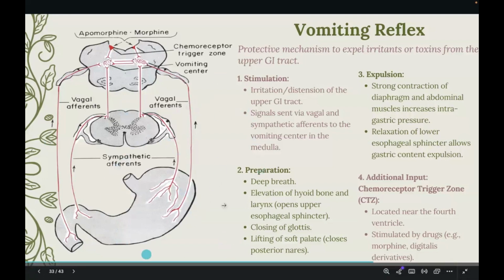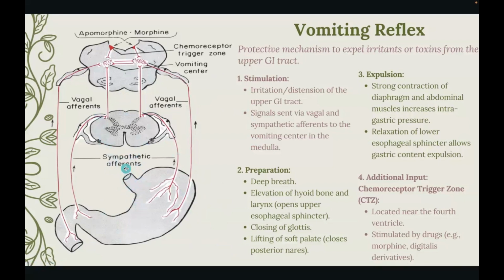Number one, here in the stomach, or in the upper GI, even the esophagus, whenever there's distension or irritation, signals are sent via the vagal nerves as well as the sympathetic nerves to the vomiting center. The vomiting center is found in the medulla, and the medulla is found in the brain. The brain has multiple compartments, one of them is the medulla. Think of the medulla as the control center, and this medulla has the vomiting center inside of it.